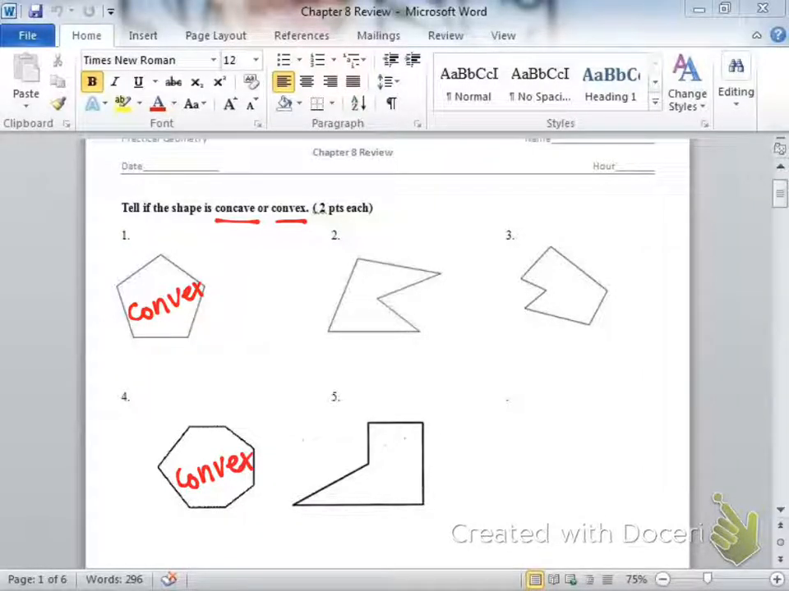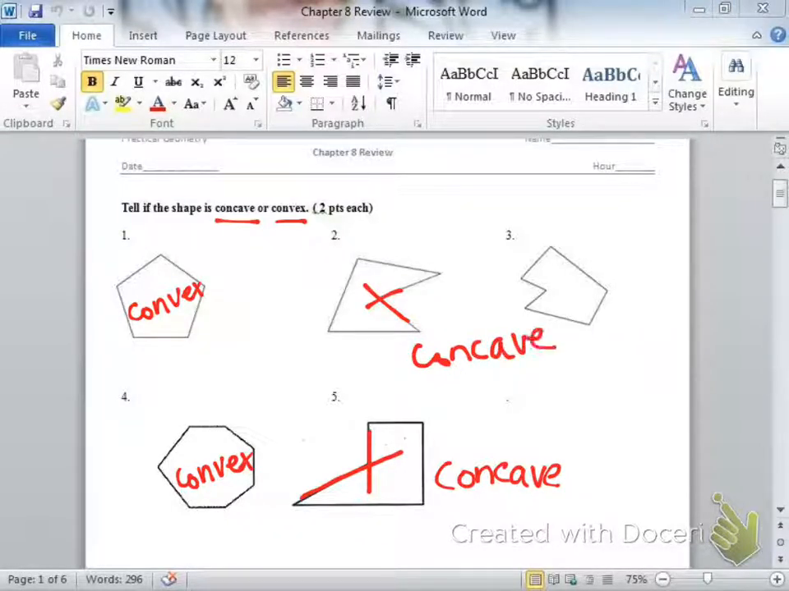Remember, to be concave, if you extend one of the side lengths, that new segment goes into the figure. That's how you know it's concave. So this one's concave. Over here we're going in, so that one's concave. And right here we're going in, so that one's concave.